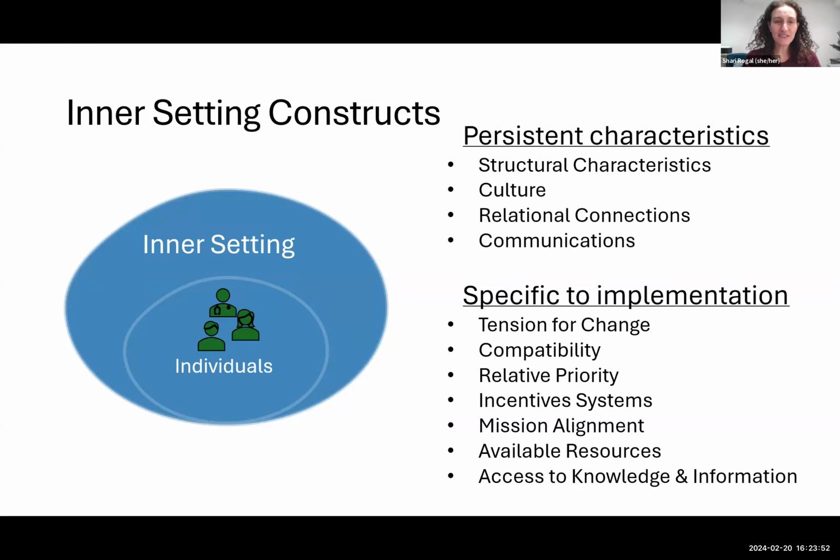So, in terms of the inner setting, it's divided into two different subdomains, which I actually really like. This is based on suggestions of users: there are characteristics of the inner setting that are persistent across all implementation efforts. And it's intuitive, but it's also brilliant, I have to say, to think that there are structural characteristics, cultural characteristics, relational connections, and communications that are persistent in that setting regardless of what you're trying to do. But then there are also some characteristics that differ depending on what you're trying to implement.